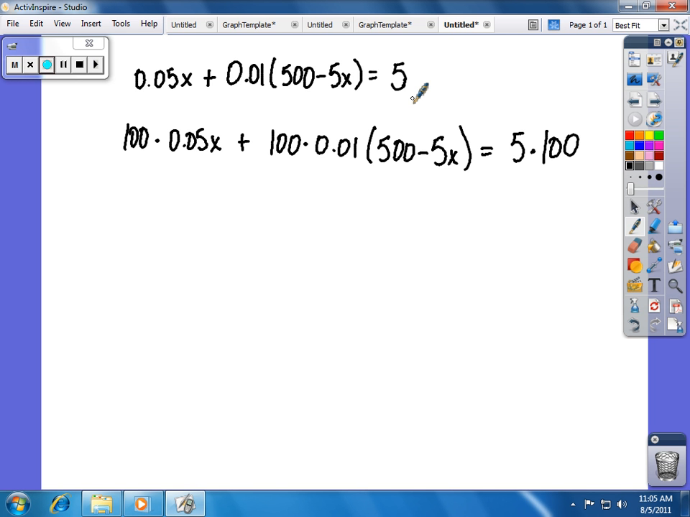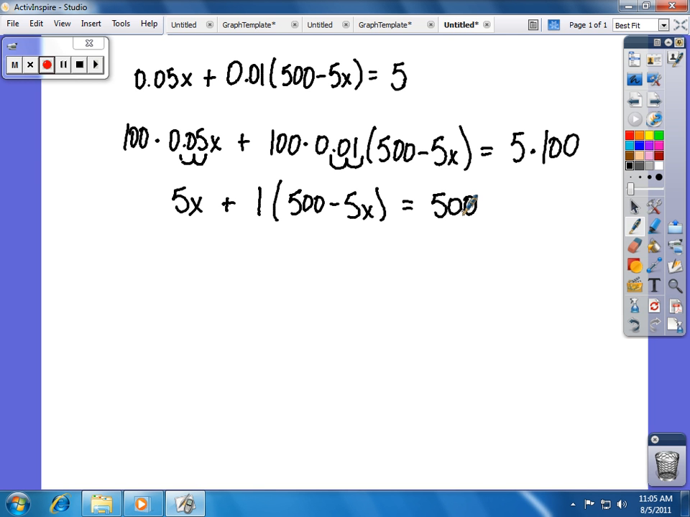Okay, so if we multiply these 100s through, multiplying 100 times 0.05 moves the decimal point 2 spots to the right. So now we're left with 5x. And again here, multiplying 100 times 0.01 moves that decimal point 2 spots to the right. So now we're left with just 1 times (500 minus 5x). And that's going to equal 5 times 100, which is 500.